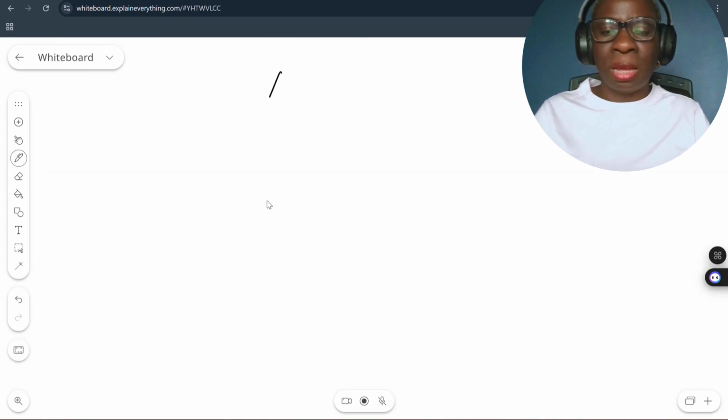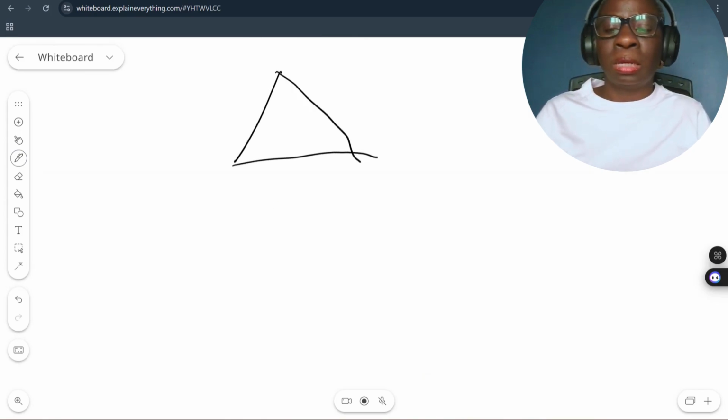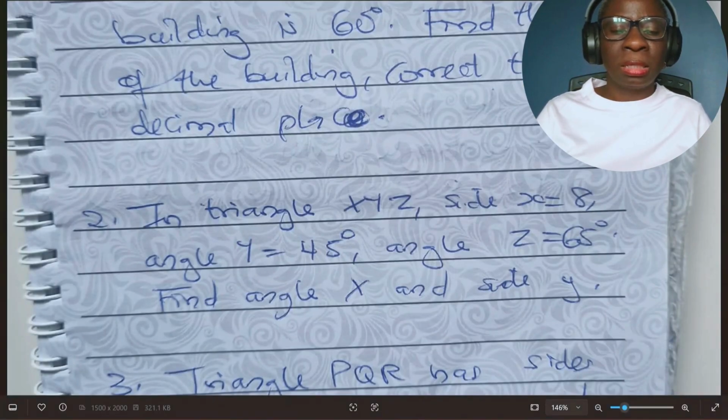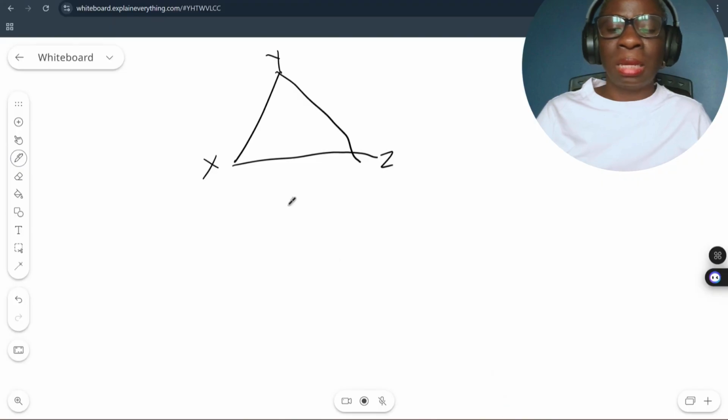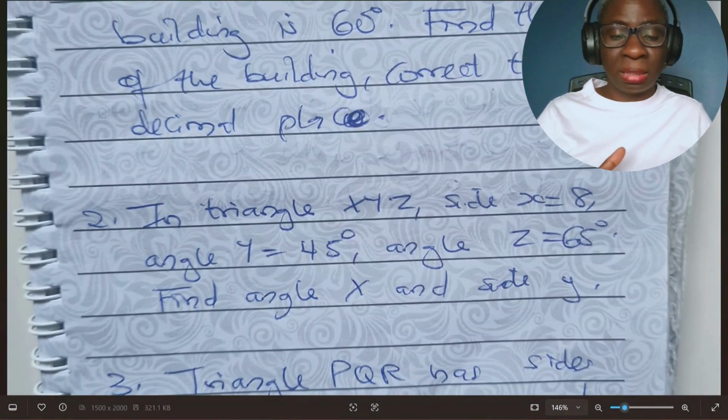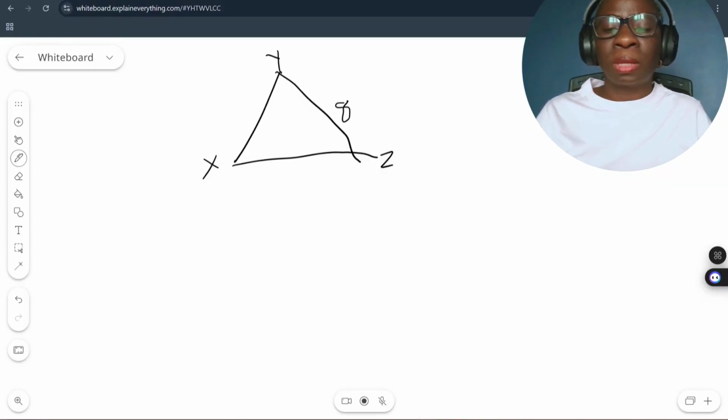We have a triangle. Let's say this is our triangle, and let's say we have X, Y, and this is Z. It says side X is 8 centimeters. Side X is the side that is opposite angle X. So this is side X. This is 8 centimeters. We're not given the units. Angle Y, this is angle Y, is 45 degrees.